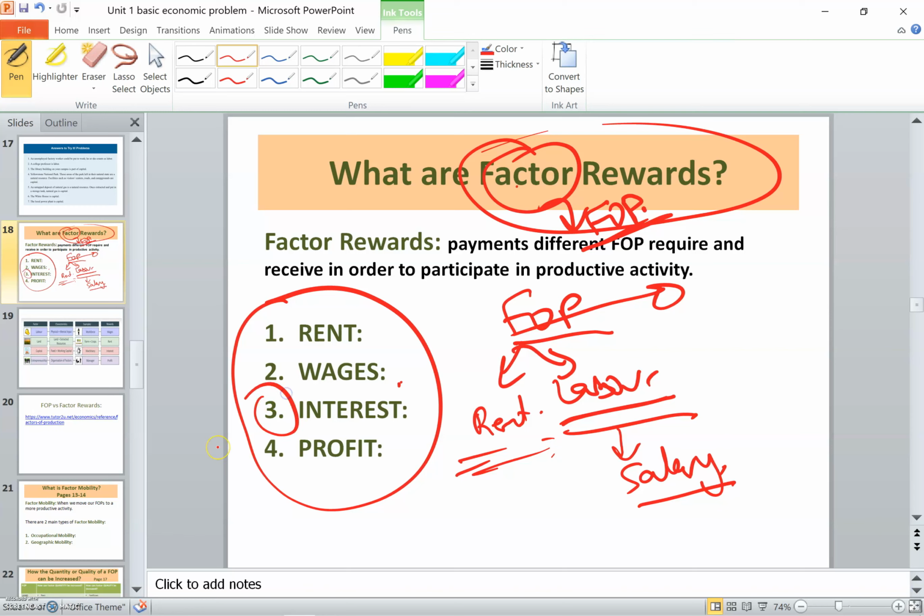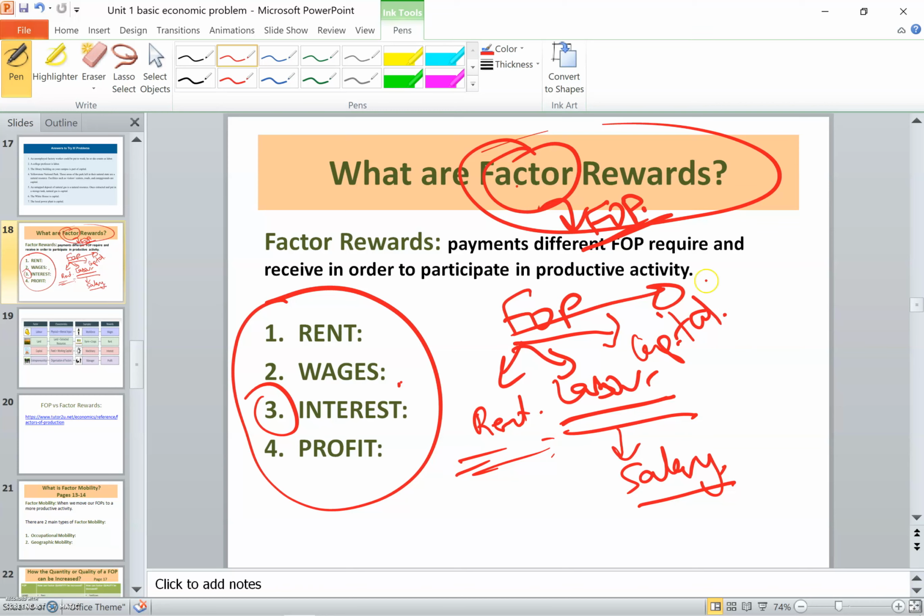Then I have interest. Interest, guys, this is on page 13 in your book. Interest: investments in capital goods such as factory buildings and machinery. So interest is a factor reward for capital, because we're talking about machines and we're talking about buildings. The money invested or employed in capital goods by firms is therefore also called capital. The interest is paid to people and organizations that supply or invest capital in firms.